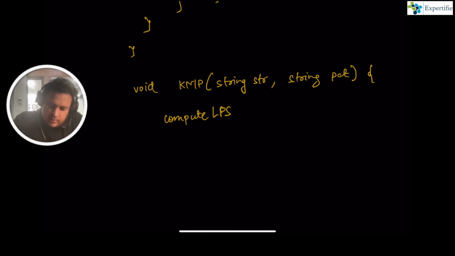Compute LPS. You will pass a vector. The vector's name we will keep LPS. We will create that vector. Don't worry. Pass the pattern.